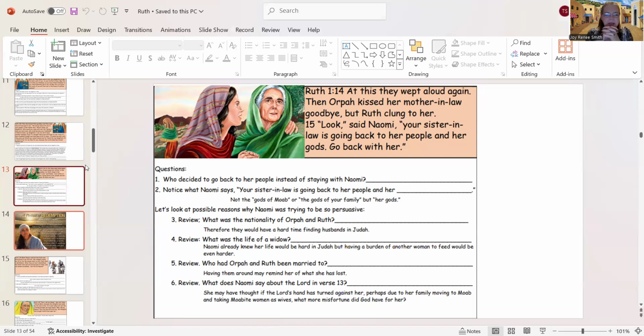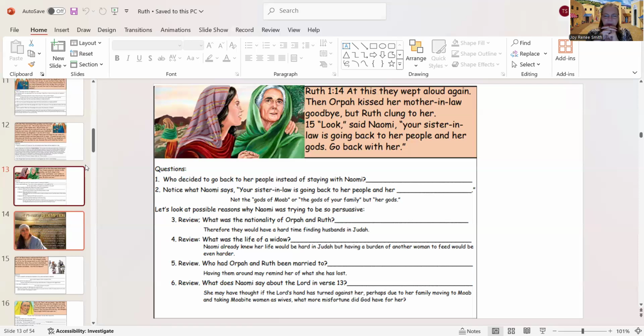Notice what Naomi says. Your sister-in-law is going back to her people and her gods, not the gods of Moab or the gods of your family, but her gods. Let's look at possible reasons why Naomi was trying to be so persuasive. What was the nationality of Orpah and Ruth? Moab. Therefore, they would have a hard time finding husbands in Judah.